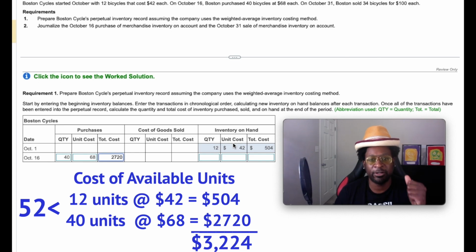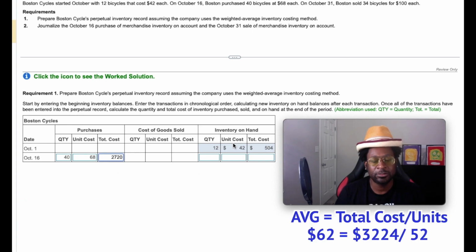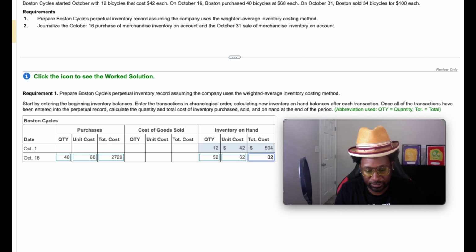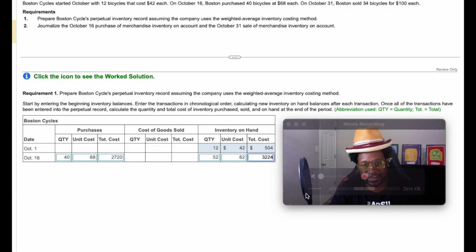Easy. We're going to take 12 times 42, which gives us $504. And then we're going to add the 40 times 68, which gives us $27.20. When we add the total cost of that, our amount should be $32.24. Once we divide that into 52 units, we've now calculated the average cost of $62. Therefore, our 52 units will have an average cost of $62. If we multiply that out, that will give us a total cost of $32.24, gang. We're going to check the answer.